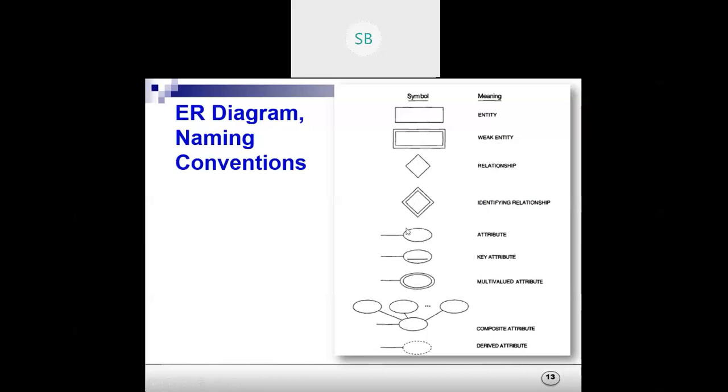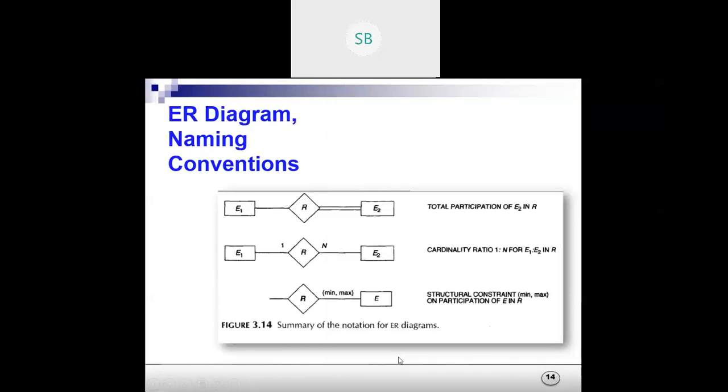This oval symbol represents the attribute. Then again in the oval symbol, if you see an underline, this is the key attribute. Multi-valued is a double oval. Composite: suppose there is a name, it comprises first name, middle name, last name. So this is a composite, and derived attributes you represent using dotted ovals. Next, we have the total participation and cardinality ratios. Obviously, we have studied all these things if you can remember.